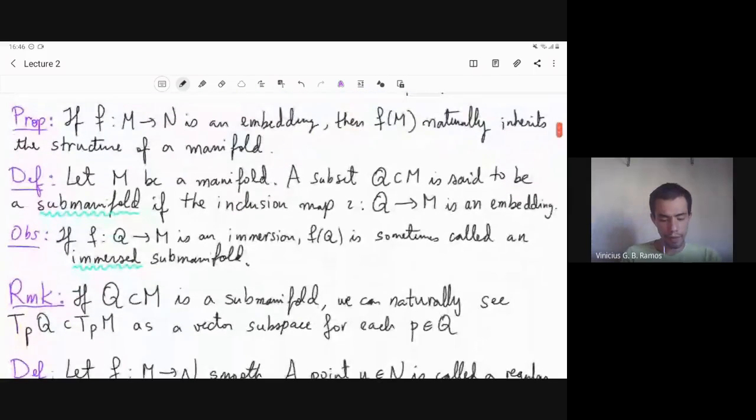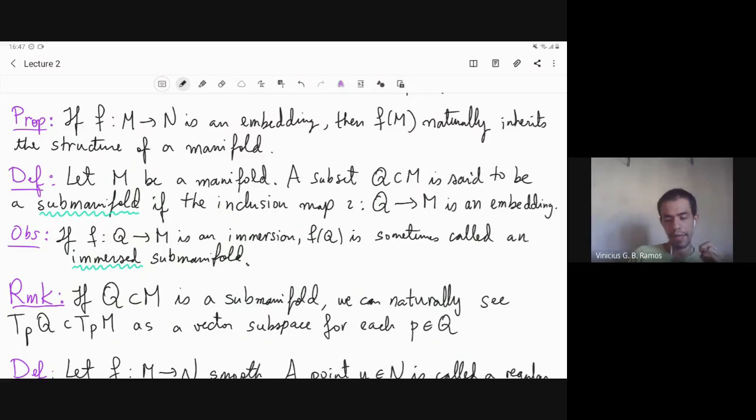And well, it's a proposition that I'm not going to prove, but you can do it for yourselves, that if you have an embedding, then the image of the embedding is naturally a manifold. So the image of this embedding inherits the structure of a manifold. Okay, so how do you do that? Well, you look at the image of the embedding, and how do you define charts? Well, you just go back to M, you use the homeomorphism back to M, and you take the charts in M.